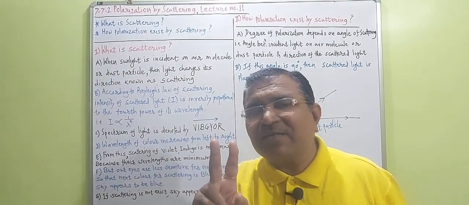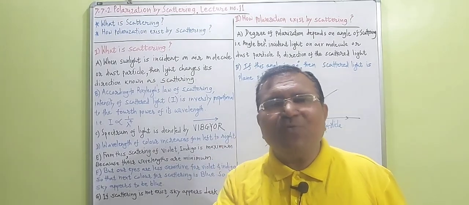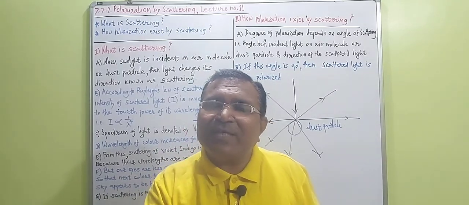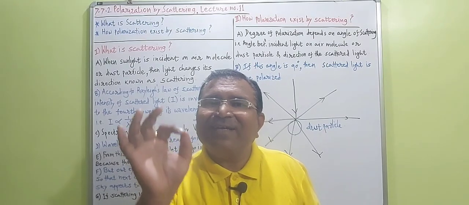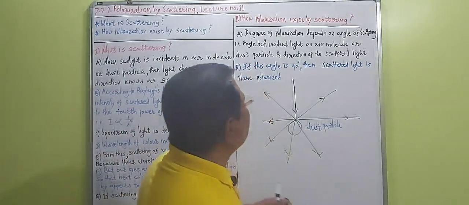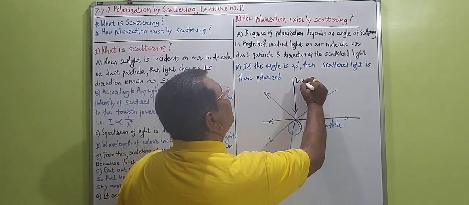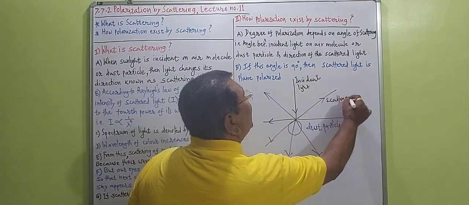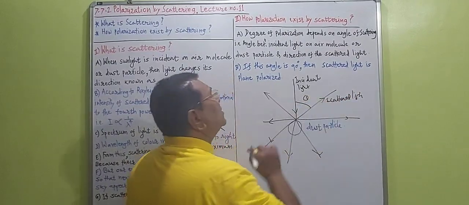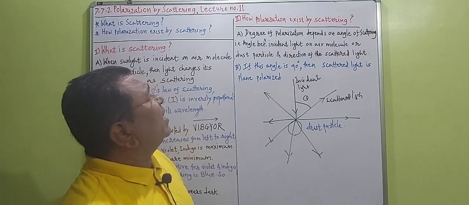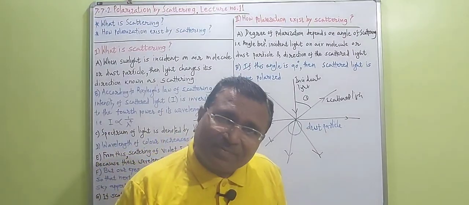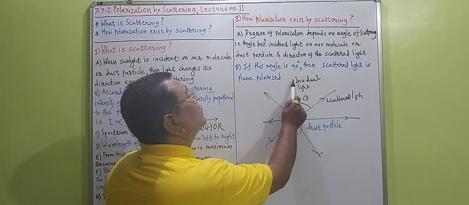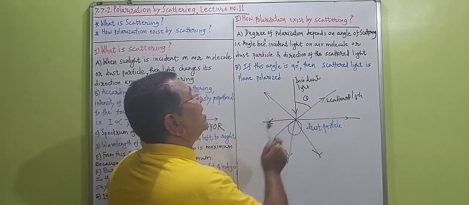Only two lines are remaining to explain how polarization exists by scattering. Number 1, the degree of polarization depends upon the angle of scattering. This is the angle of scattering, the angle between the incident light, this is the incident light, and suppose this is the scattered light, so this angle is called the angle of scattering. I will repeat again. The degree of polarization depends upon the angle of scattering, that is, the angle between incident light and scattered light.